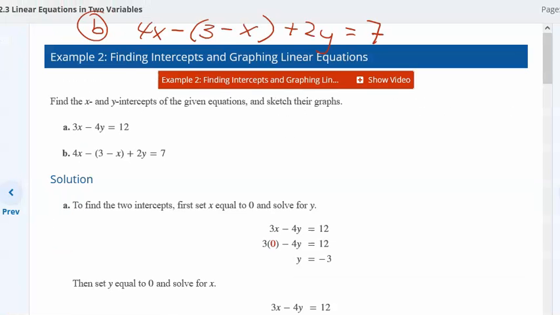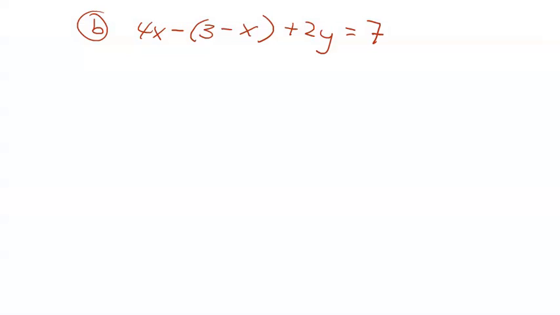So I've checked that I copied it correctly. Let's go to the whiteboard, and let's put it in standard form. 4x minus 3. Now a negative and a negative makes this a plus, x plus 2y equals 7.